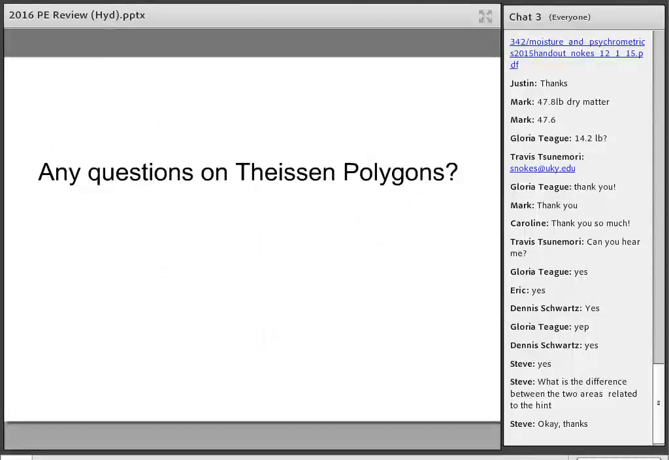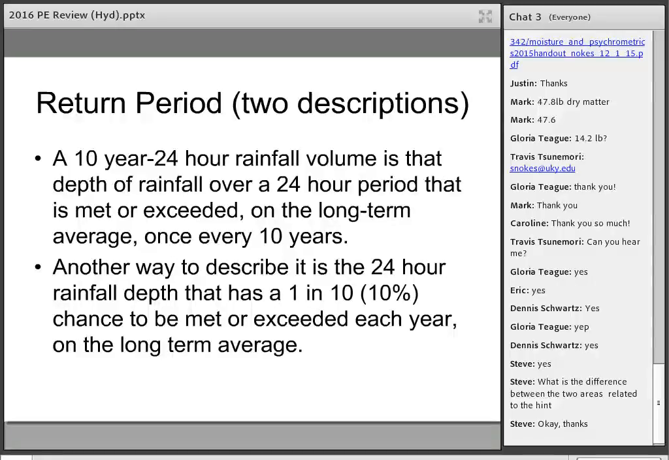Anything else on Thiessen? The concept of area weighted will come up again when we're dealing with some of the runoff calculations, because it's a nice concept to use when you've got some fairly simple areal variation across a watershed.